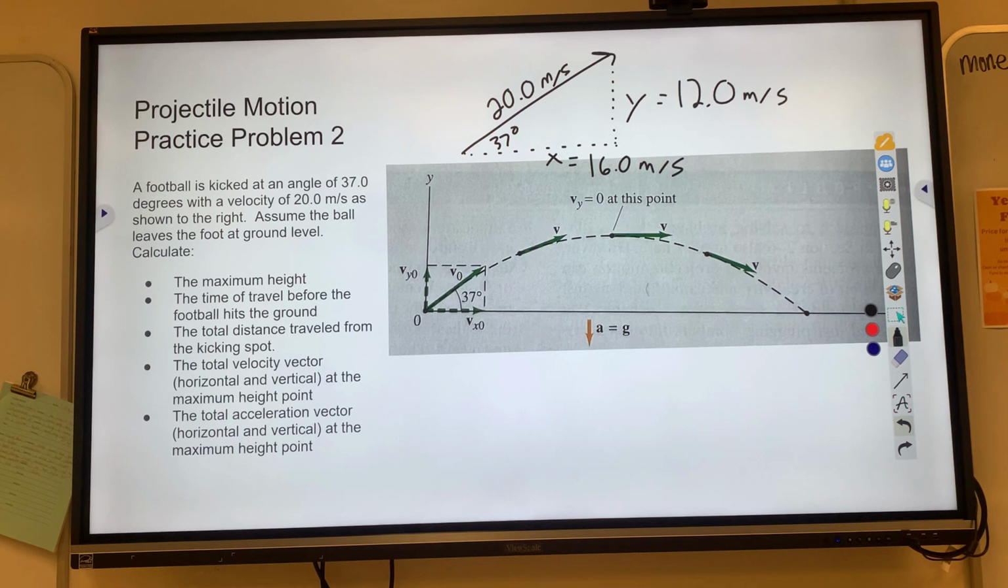All right, so what next? So we've done the easy part. The easy part is the SOHCAHTOA, break it down into pieces. Let's go back to the question. What is this asking us? We're looking for the maximum height. Vy equals 0.